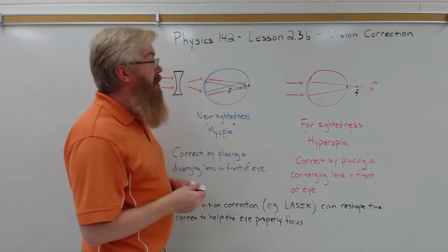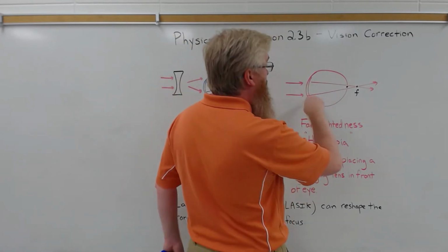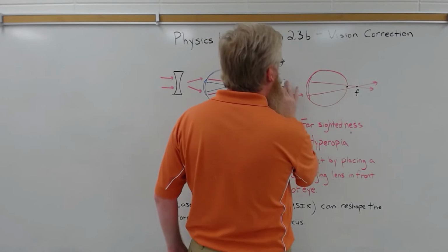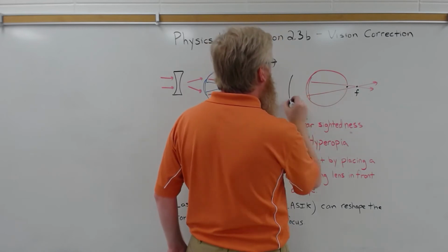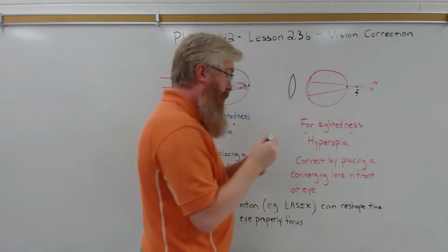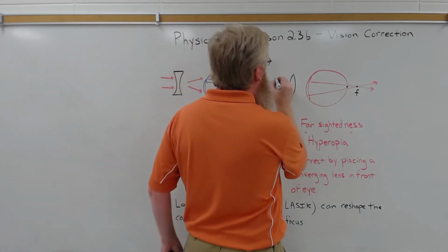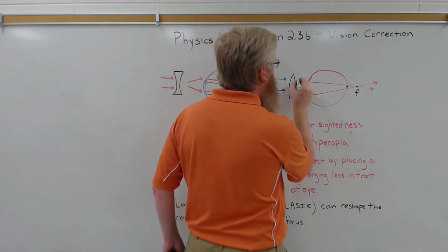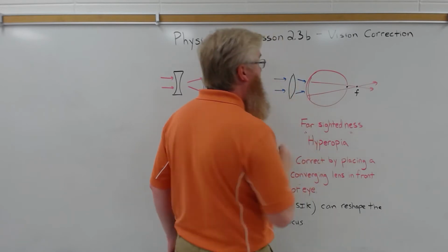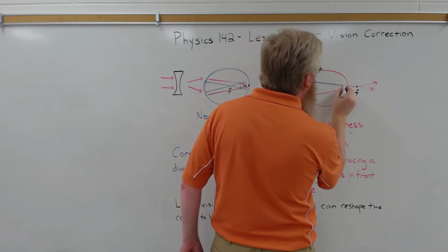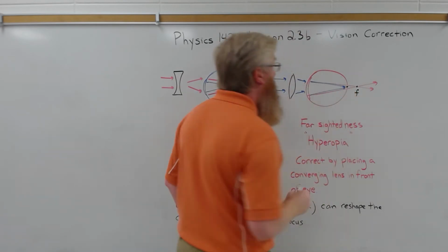In the case of hyperopia or farsightedness, your eye isn't converging fast enough. So to help that, we place an additional converging lens of an appropriate strength in front of the eye. So parallel beams of light come in, are slightly converged before they enter the eye, helping the eye converge the remaining rays onto your retina.